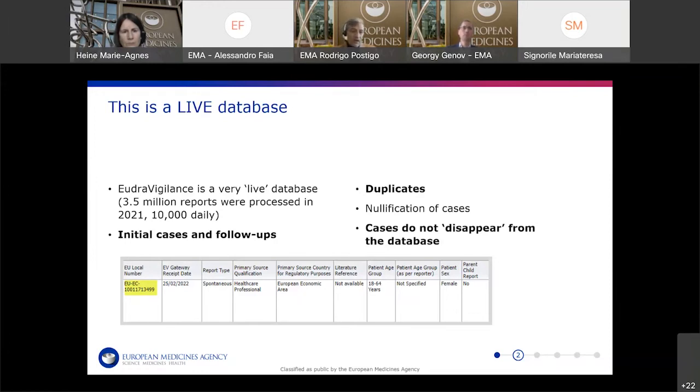And equally, when we have duplicates and we merge them into a master case, the master case is going to be allocated an EU local number. So for the same case, the EU local number can change over time. And this explains why some people were looking for the same case and they couldn't find it. But that doesn't mean that the cases disappear from the database, and we have seen some confusion about it in some publications. The cases do not disappear from the database unless there was a justified nullification of the case, but the cases are there, simply they are under a different EU local number.